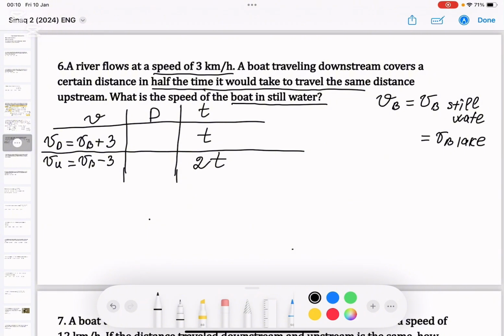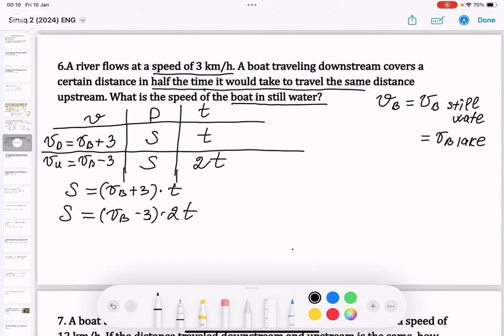The same distance. So let's say you cover distance that is equal to s, because it's the same distance. So s would be equal to v times t, or speed of the boat plus 3 times the time. On the other hand, s is equal to speed of the boat minus 3 times 2t. We see that the left-hand sides are equal, so we can equate the right-hand sides. Speed of the boat plus 3 times t equals speed of the boat minus 3 times 2t.